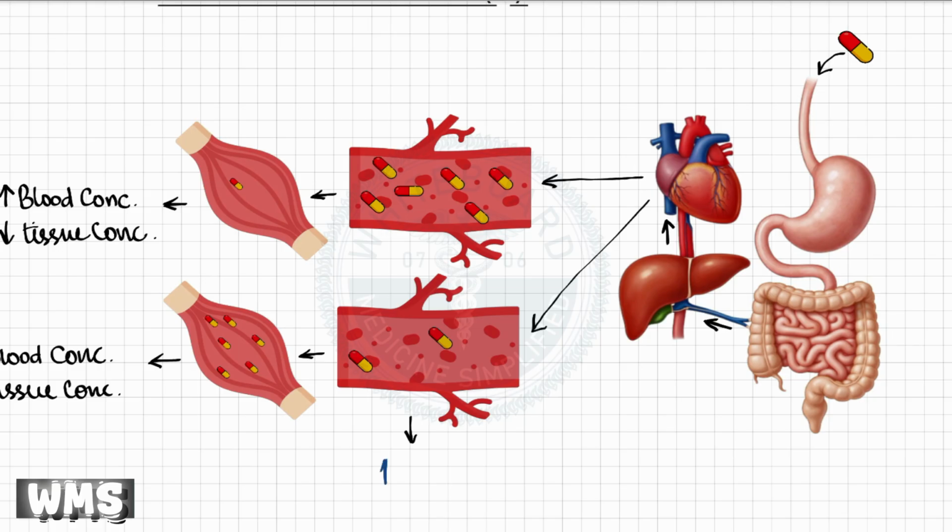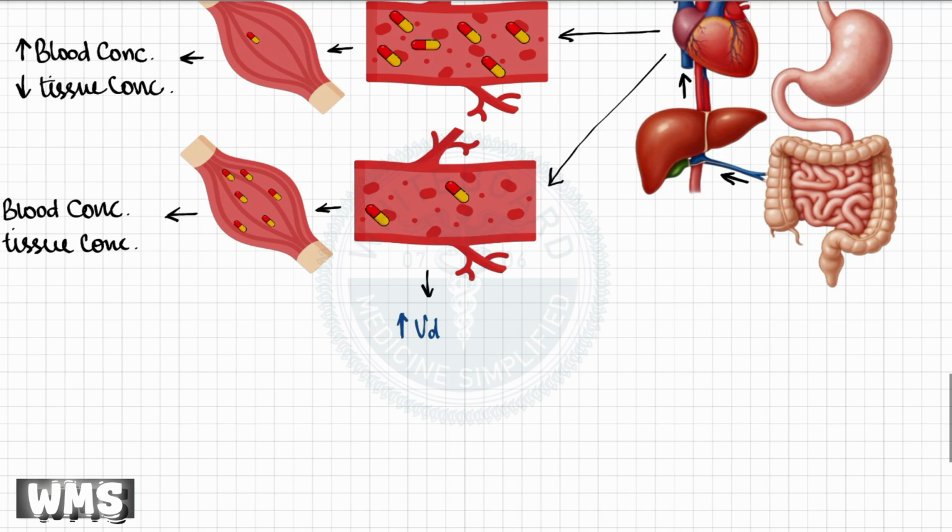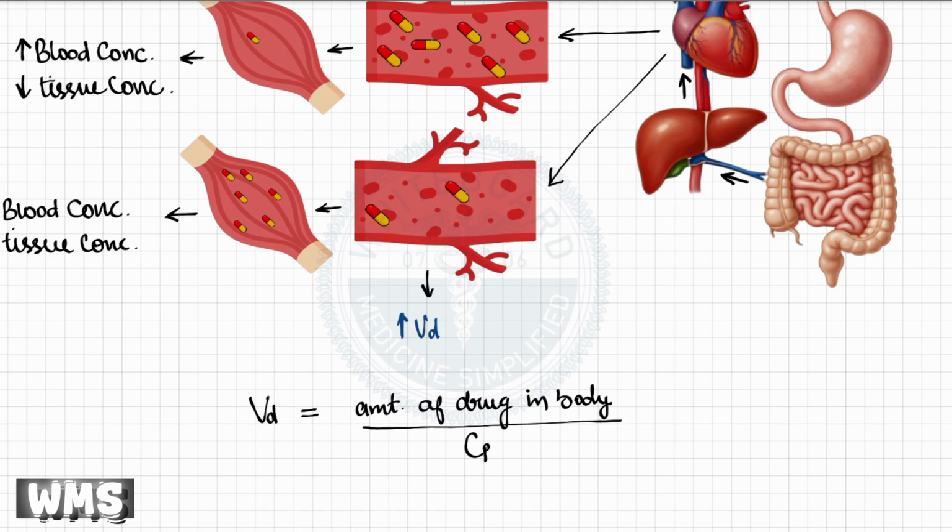A high volume of distribution means the drug is mostly present in tissues. A low volume of distribution means the drug is mostly present in the blood. Volume of distribution can be calculated as amount of drug in the body divided by plasma drug concentration. So, if a drug remains mainly in the blood, the plasma concentration increases, and therefore the volume of distribution is low. Conversely, if a drug leaves the blood and enters tissues, the plasma concentration decreases, leading to a high volume of distribution.